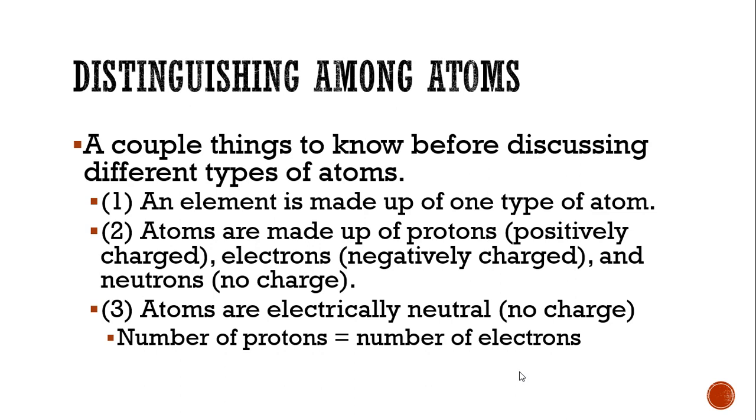If atoms have positively charged things and negatively charged things in it, why is it not positive and why are atoms not negative? And the reason for this is because the positive charge in an atom and the negative charge in an atom actually equal each other and balance each other out. This is a big concept that we have to remember when we do problems in this section.